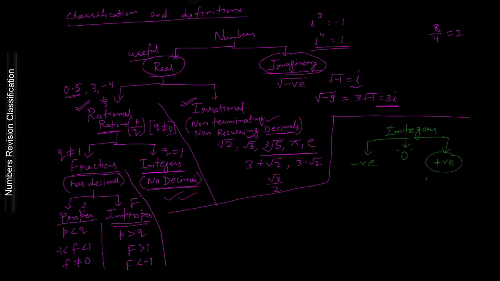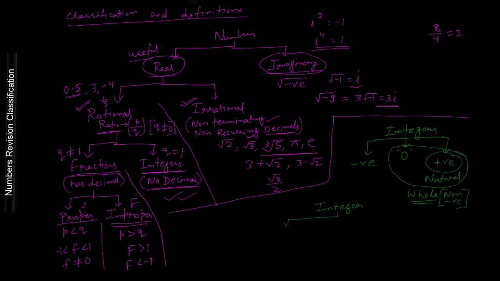The positive integers are called natural numbers. Negative integers do not have a specific name. 0 and positive integers together are called whole numbers. Whole numbers can also be termed as non-negative numbers, right? Non-negative integers.